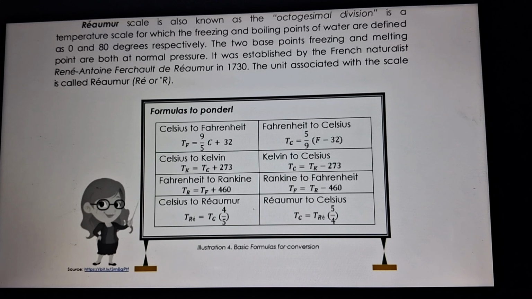So the Reaumur scale is also known as the octogesimal division. The freezing and boiling points of water are defined as 0 and 80 degrees, so there is 80 in between. The formula for converting Celsius to Fahrenheit is: temperature in Fahrenheit is equal to 9/5 Celsius plus 32. So this is the formula for each. Basically there are 8 formulas.